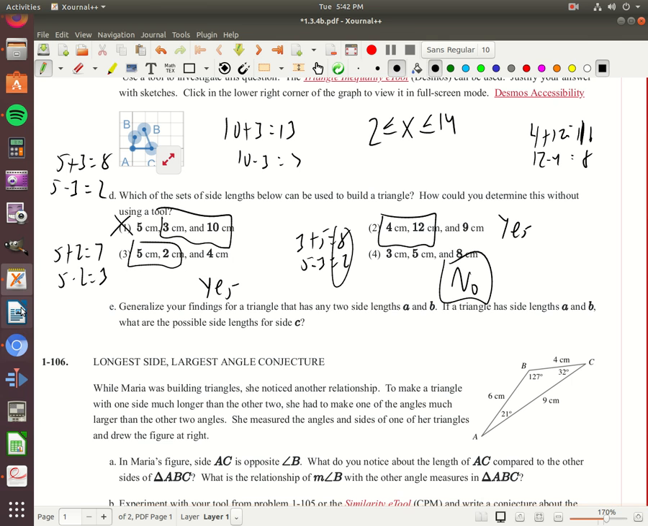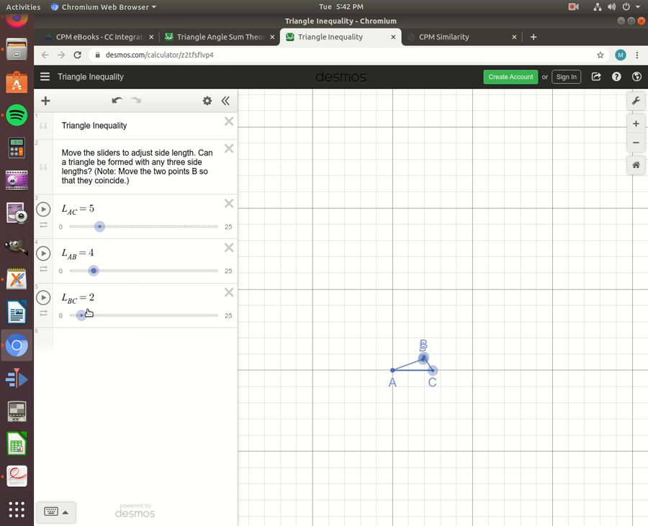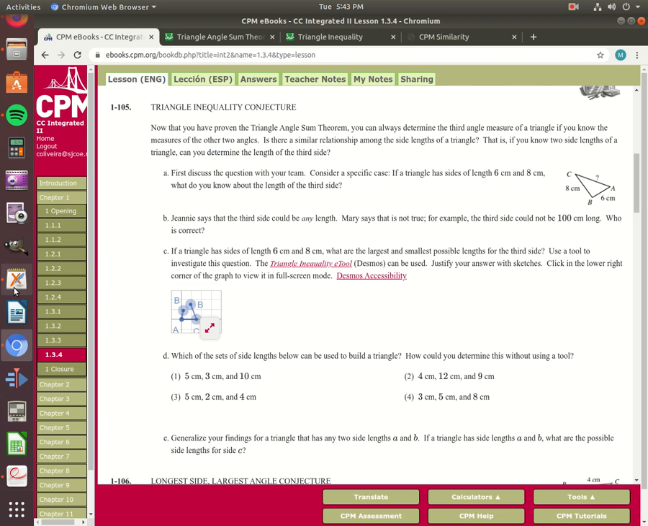A 3, 5, 8. So let's go prove that a 3, 5, 8 won't close. So there's my 3, there's my 8, and what I suspect is I should get a straight line because they actually perfectly equal each other. And there we go, it's got to be a straight line, so that is not a triangle. So hopefully we're okay with what's going on there.